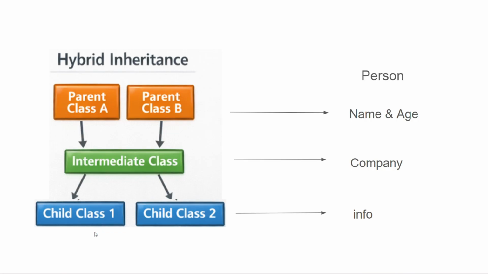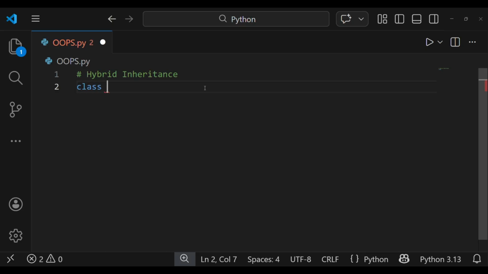So, in the last, we are going to create two objects for child class 1 and child class 2, where the information is being printed from the child class 1 and child class 2. And let's go and implement this hybrid inheritance. Yes, now let's declare the parent class, parent class A.